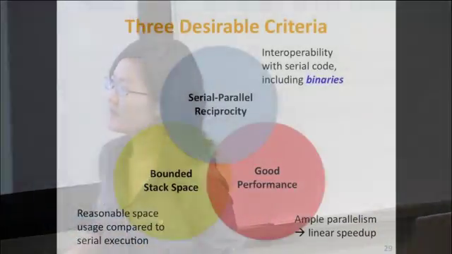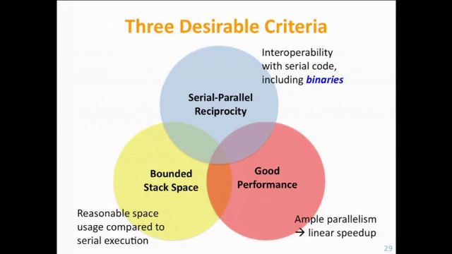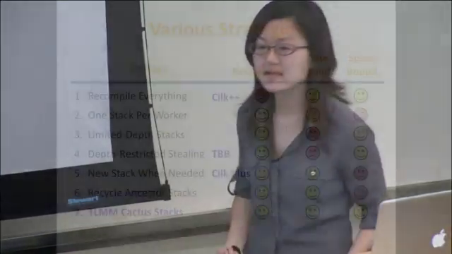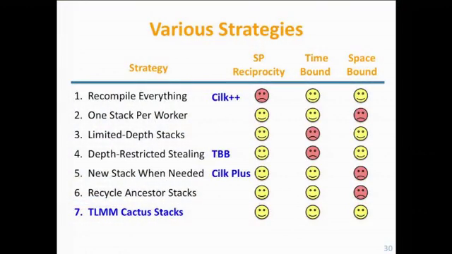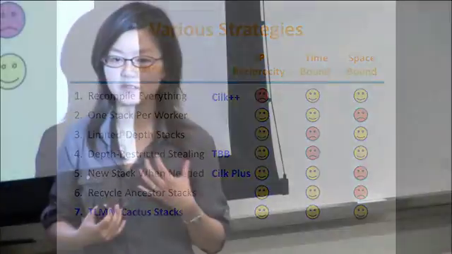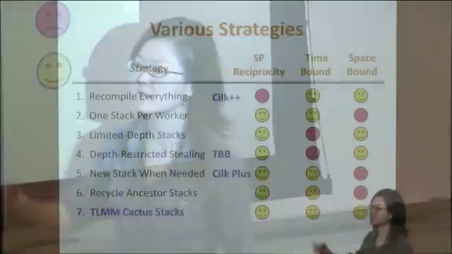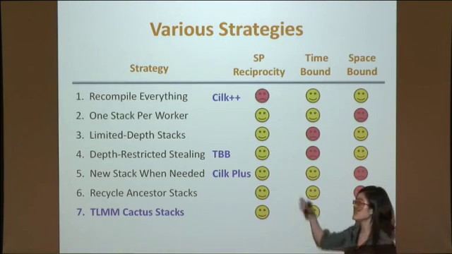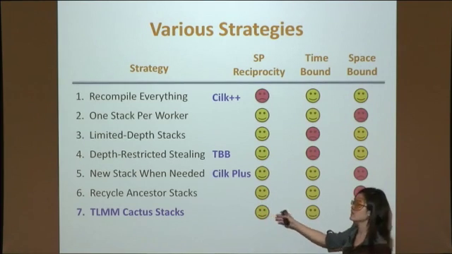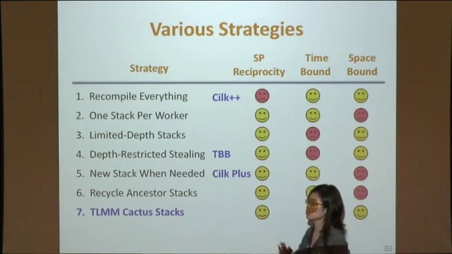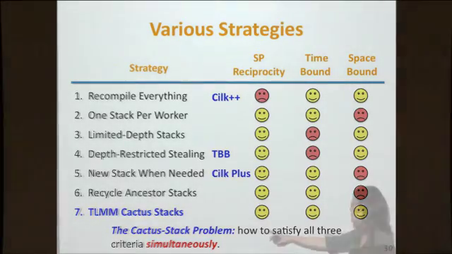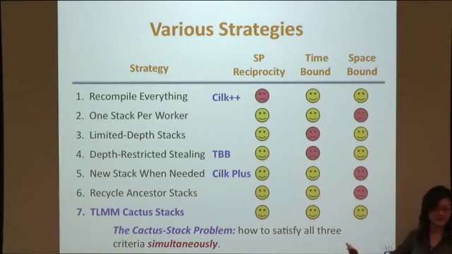So I believe these are the 3 desirable criteria, and we really want to operate in the space where we get all 3 criteria. Okay, but it turns out that there seems to be a fundamental trade-off between the 3 criteria. Our group and practitioners in the field actually thought about different strategies to build a concurrency platform that can satisfy all 3 criteria, but it turns out that many of the strategies that we can think of satisfy only 2 out of the 3 criteria, except for the last strategy, which is what I'm going to focus on today. And so the cactus stack problem is basically the problem of how to satisfy all 3 criteria simultaneously.